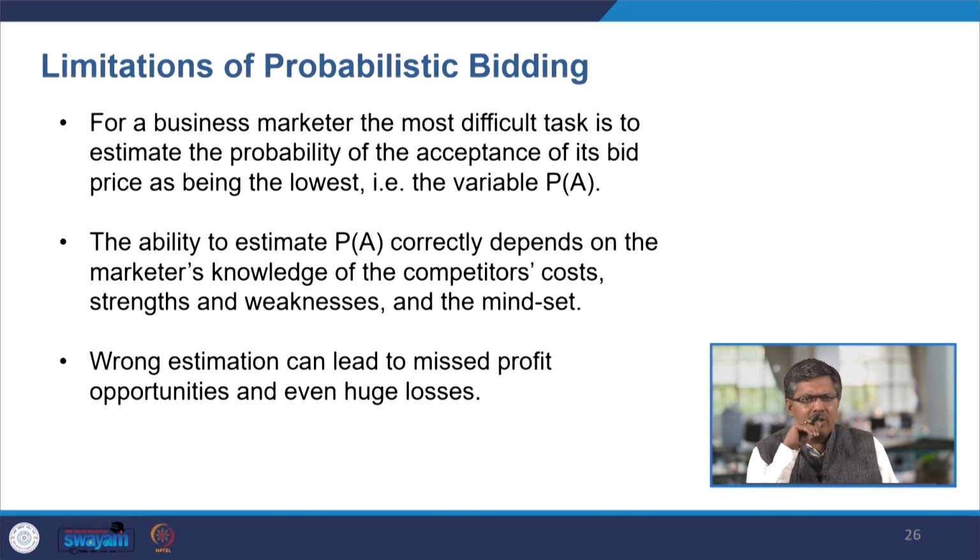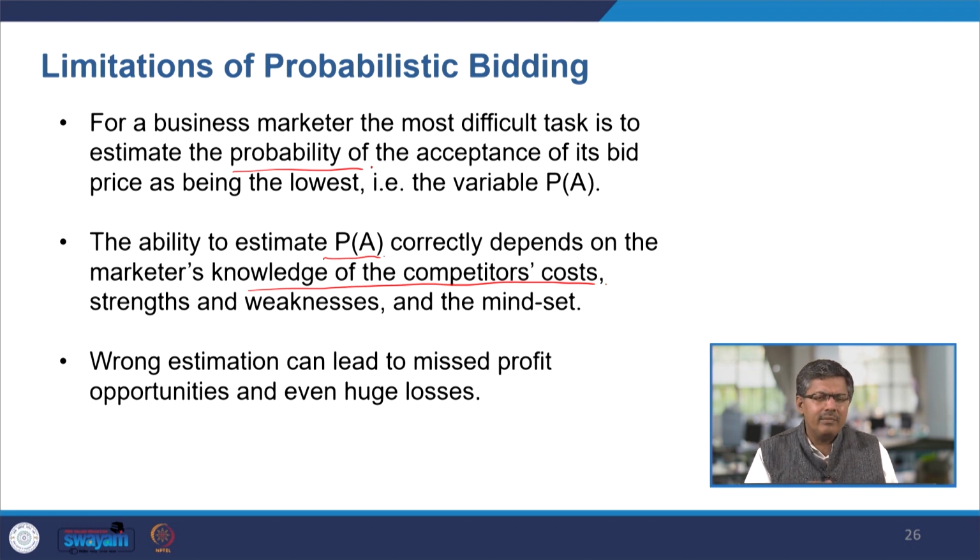But what are the limitations of probability bidding? For a business marketer, the most difficult task is to estimate the probability. How would you know the probability of acceptance of your bid, right? That is very difficult. The ability to estimate PA correctly depends on the marketer's knowledge of the competitor's cost, strengths and weaknesses, etc. So, which is not so easy. And wrong estimation can lead to missed profit opportunities, sometimes losses also.